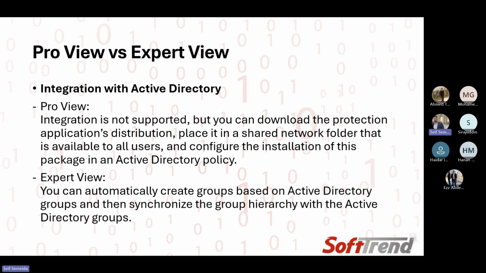When it comes to integration with Active Directory, it's not fully supported on Pro View, but there is a sort of loophole that you can use. You can download the protection application distribution and place it on a shared network folder that is accessible to all the users on the network. Then you can configure the installation of this package through an Active Directory policy. So you can use it through Active Directory, but it's not full integration.